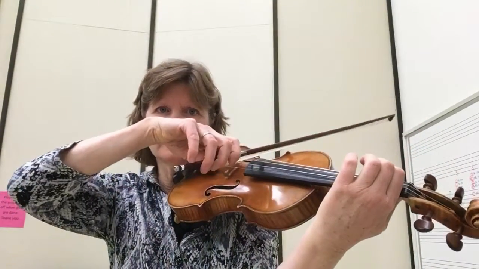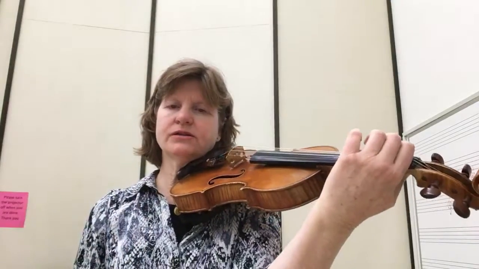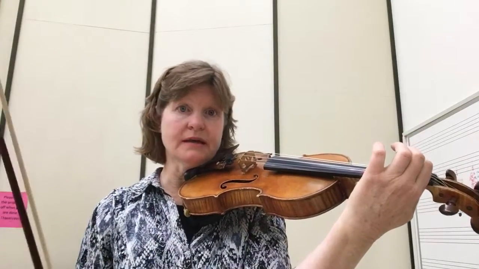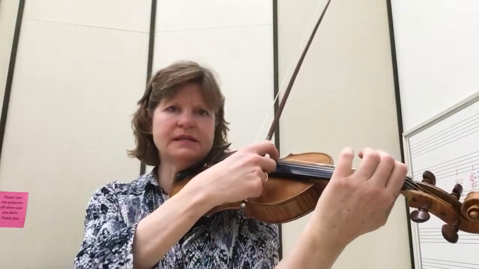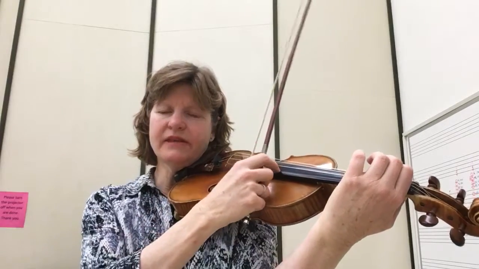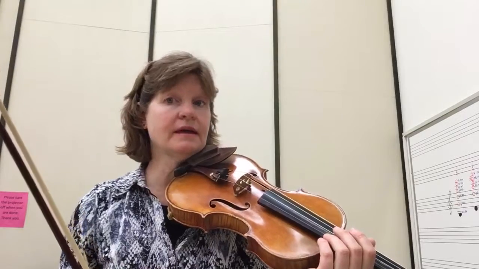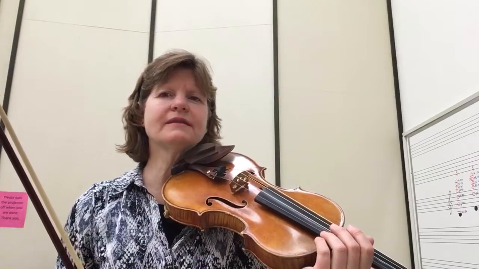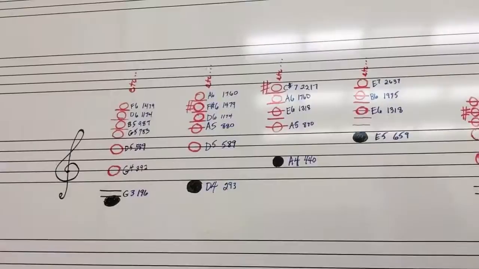Okay, so that kind of makes sense. But when I bow an A on the G string, which has 220 oscillations per second, why does the open D and the open A and the open E all ring along with that A? It's almost like they vibrate magically.